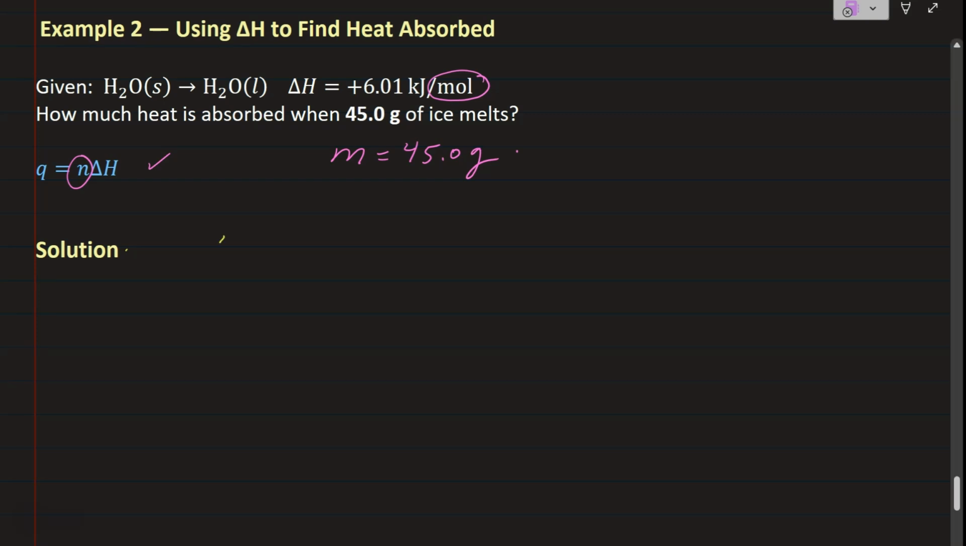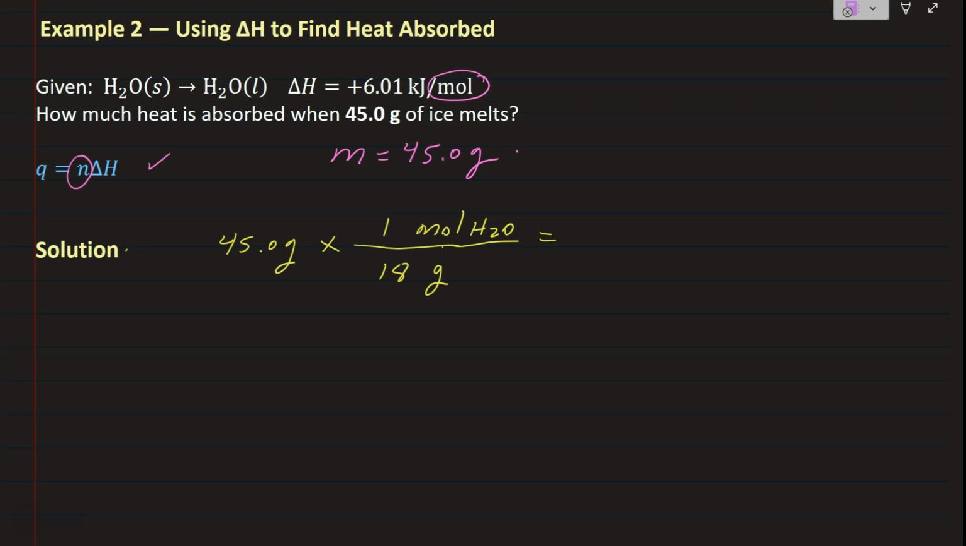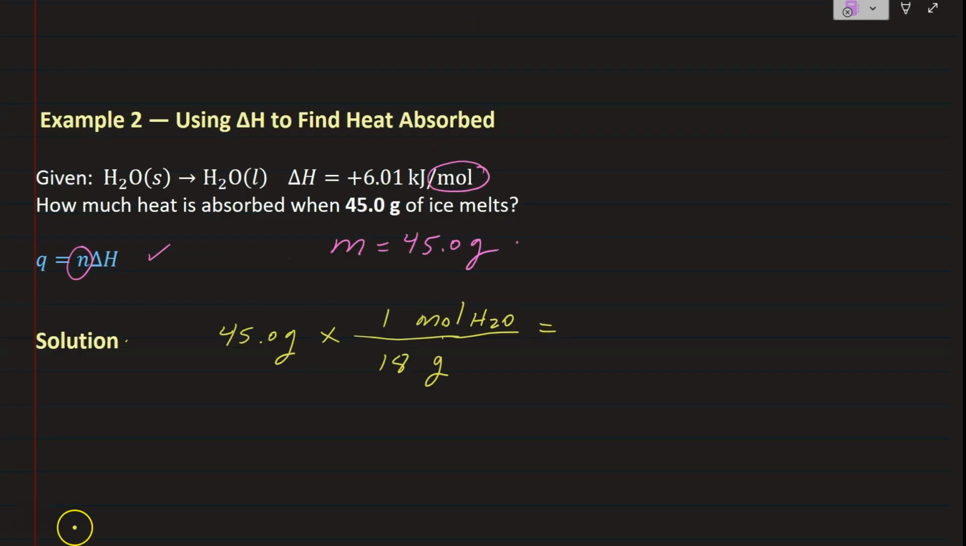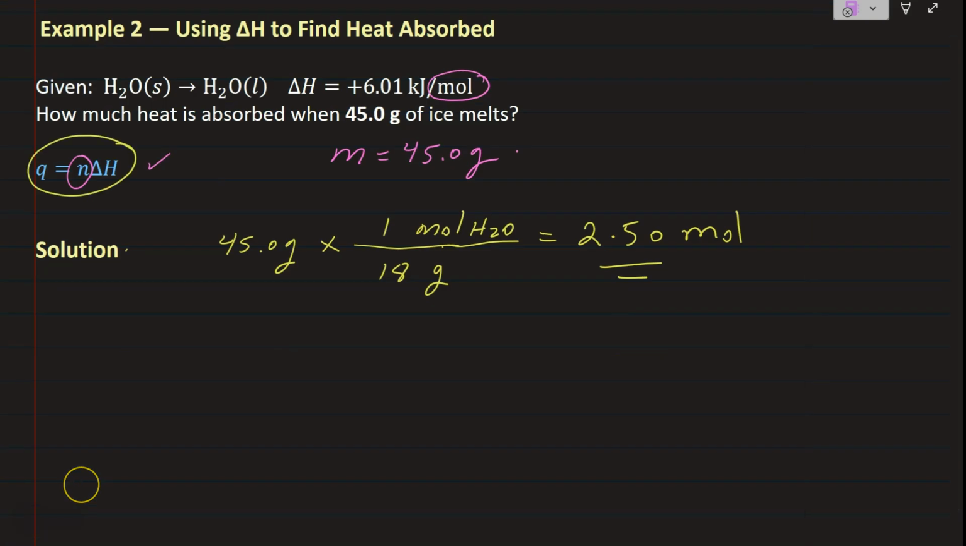So first, the unit conversion. We're going to go 45.0 grams of H2O times grams in the bottom. We want to get rid of that, so 1 mole of H2O on top. This is H2O by the way, right? It is 18 grams. Periodic table, you're going to go through that. You've got 2 hydrogen, 1 oxygen, you add them all up, you get 18. 16 plus 2 is 18. Now you do the math in here, 45 divided by 18, you will get 2.50 mole.